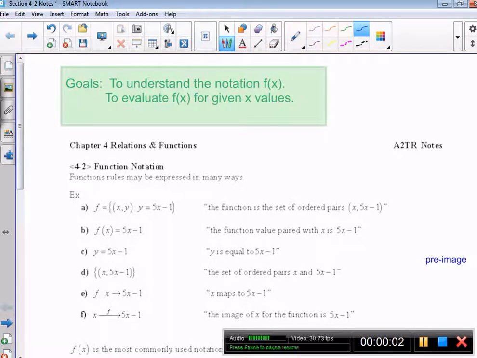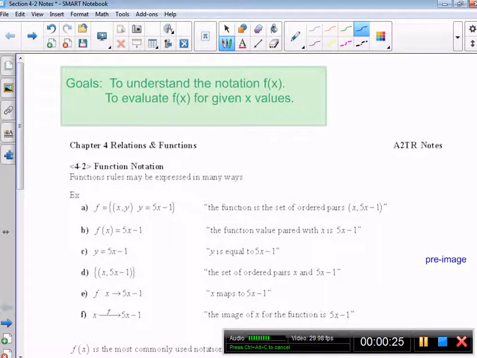Okay, so today's lesson on function notation is going to be shorter than yesterday, so hopefully you hung in there yesterday. Function notation is the ways that you can write these equations. You can write an equation other ways besides y equals 5x minus 1.